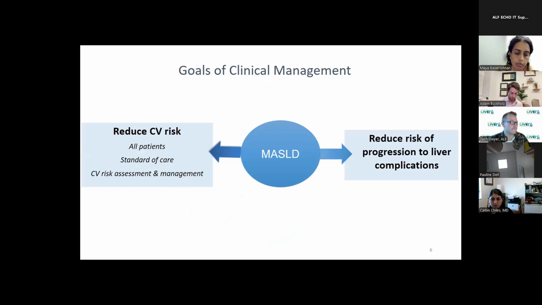With regard to reduction of cardiovascular risk, at this time, the way we approach that in patients with MASLD is per standard of care, the way you approach this in any patient with or without MASLD. So it's recommended now to follow routine management guidelines with regard to cardiovascular risk assessment and management. Where things become a little more unique in patients with MASLD is how we think about reducing the risk to progression to liver complications. And that's where we think about staging and treating according to stage of the liver disease in MASLD.